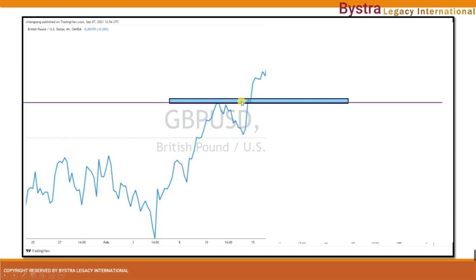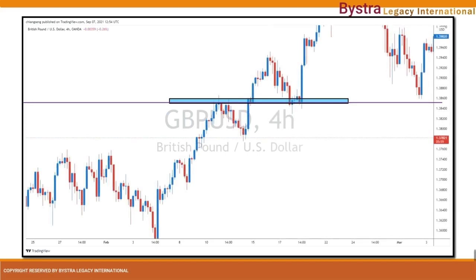Therefore, the SOP is complete. Next, what we should do is wait for the price to react. So price comes back to this area, into our entry point, and continues on the uptrend.